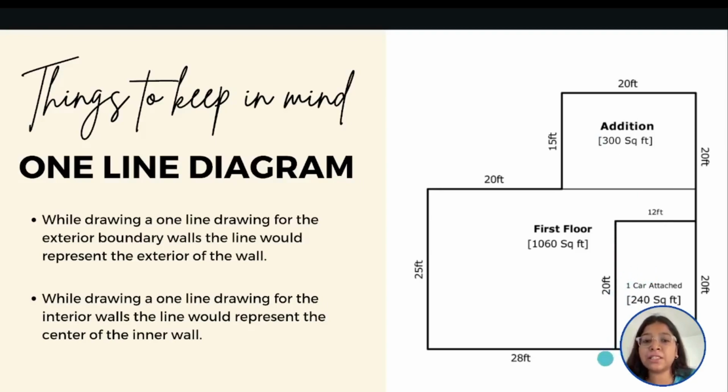And for the interior walls, what we do is we add the center of the wall. That means when we have to add a 4 inches wall in the interior partition wall, what we do is we'll just add 2 inches on the right side and 2 inches on the left side. That means we will create a thickness of the interior wall. That means the center line here is representing the center of the wall of interior. Okay, I hope you are getting this one.